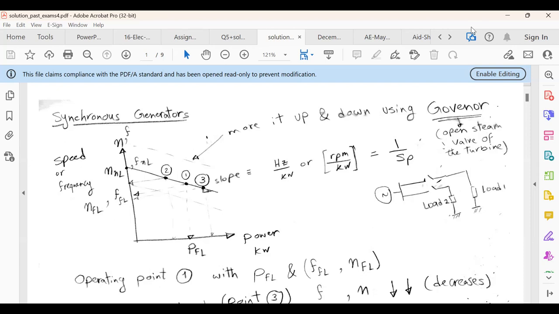For this one, I put some notes about if you have synchronous generators in parallel, there are some different cases. Before we start, let's discuss something related to the values for the frequency and power. We said usually the frequency is constant. This is what we used to assume in the previous examples, but now we are going to have a curve between the power and the frequency.